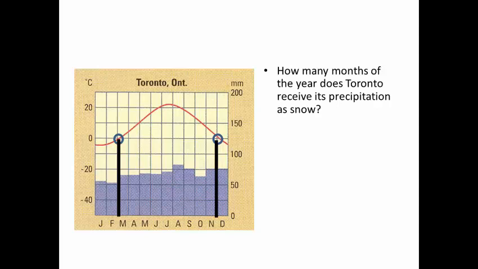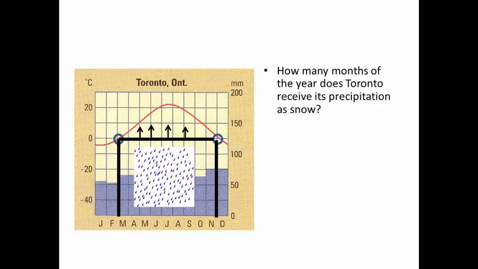Now imagine a horizontal line running along the freezing line connecting the temperature line like this. Everything above this line to the temperature line, the precipitation falls as rain. Everything below the freezing line falls as snow. Therefore, you have 1 month as snow, 2 months, and 3 months on this diagram that falls as snow. Therefore, the answer is 3 months.